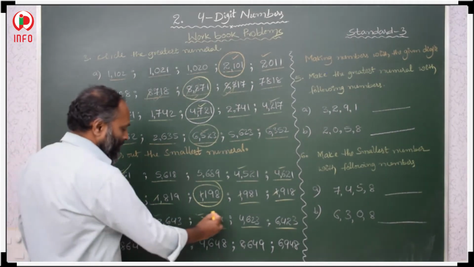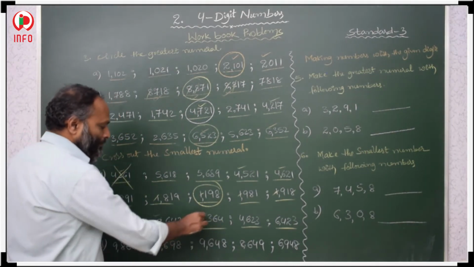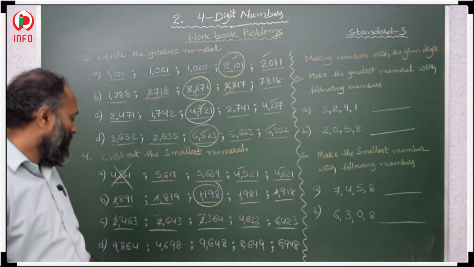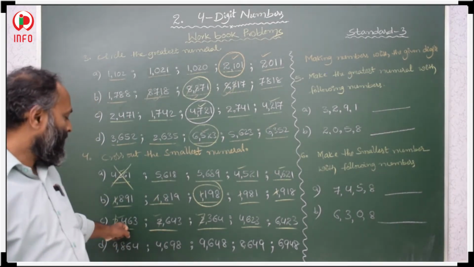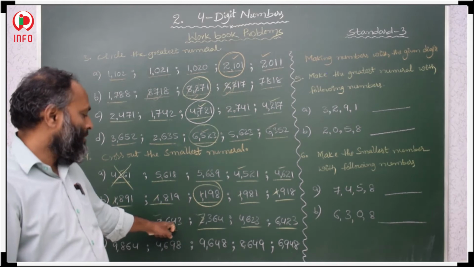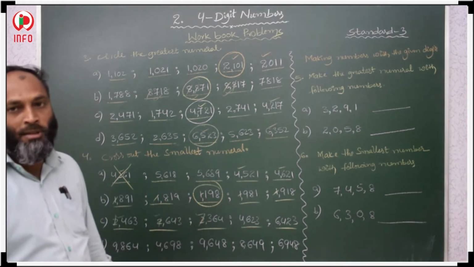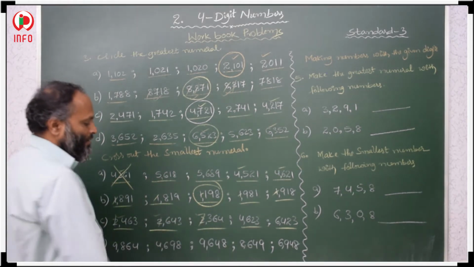In the thousands place, 2, 2, 2 are the same. Now you check the hundreds places. 4 is there in the hundreds place, 6 is there in the hundreds place, 3 is there in the hundreds place. 3 is the smaller one, so circle that 3.